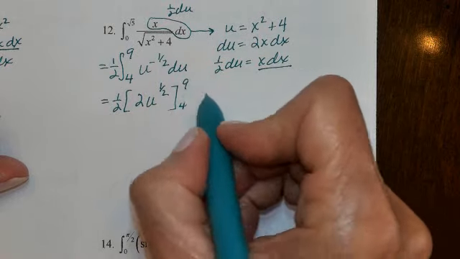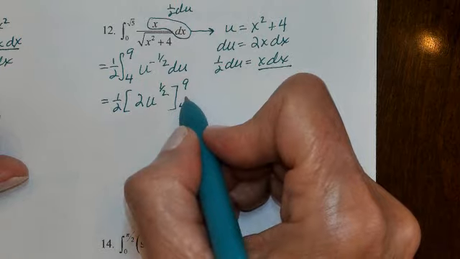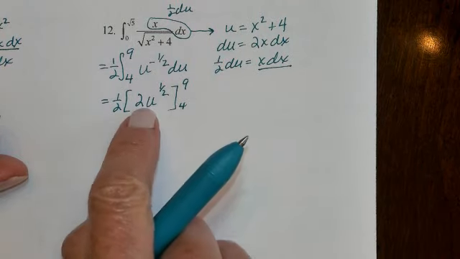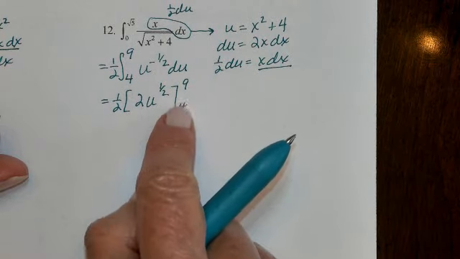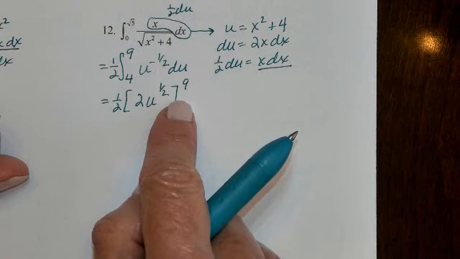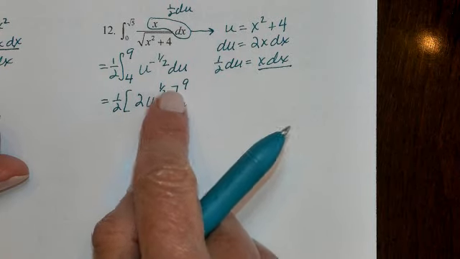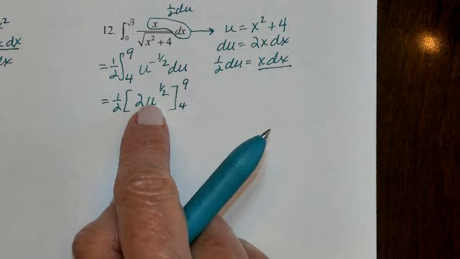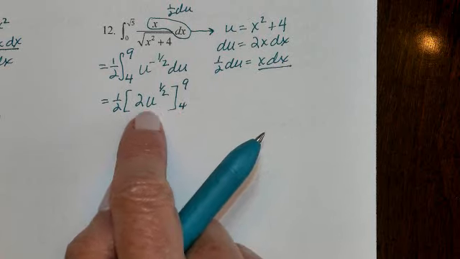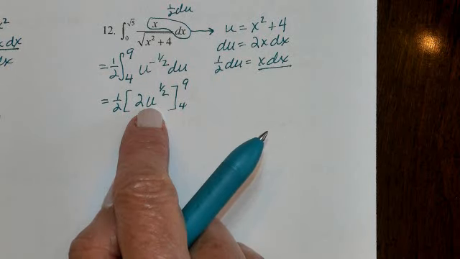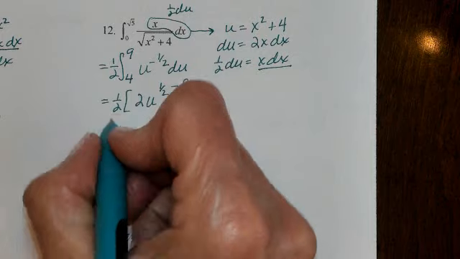Now, these are u values. So you don't want to go back to x's if these are u values. If they're x values, then you have to go back to x's. But if they're u values, don't go back to x's. It'll mess you up. Okay?